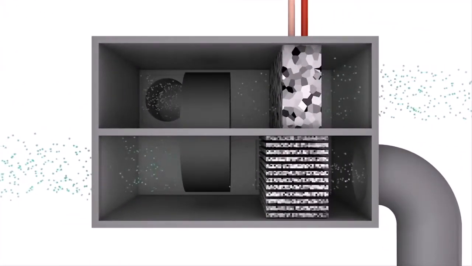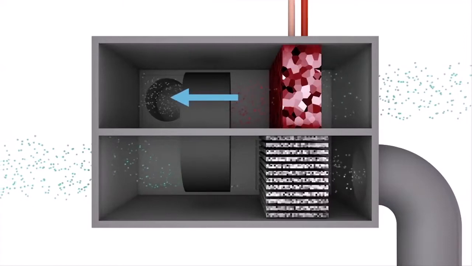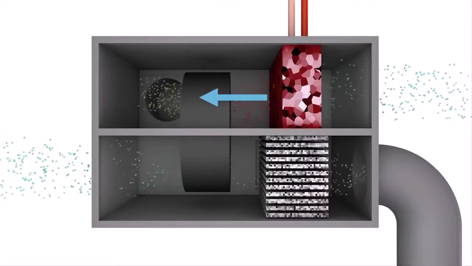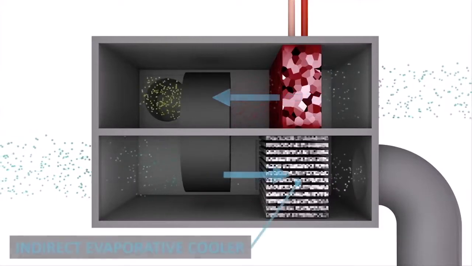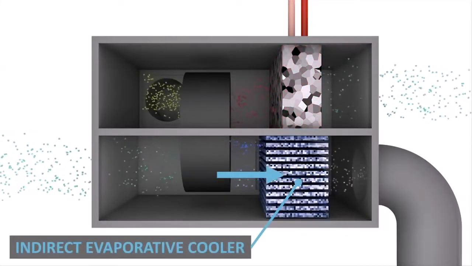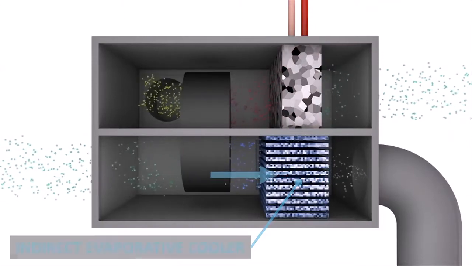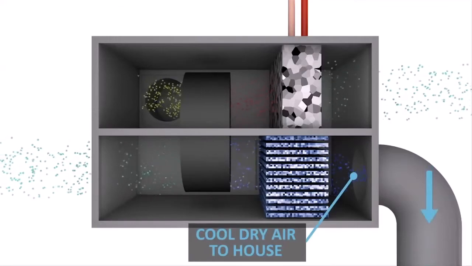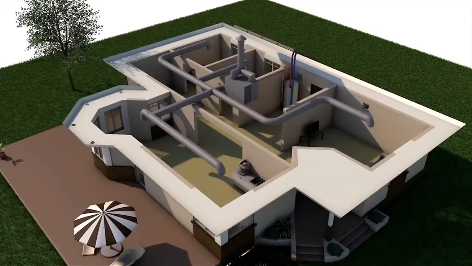The desiccant material is dried out using the hot dry air generated by the heat exchanger. This air is then exhausted outside the home. The dry air from the desiccant wheel flows through an indirect evaporative cooler, which creates a stream of cool, dry air. This cool, dry air is then fed into the home in order to cool down the rooms.